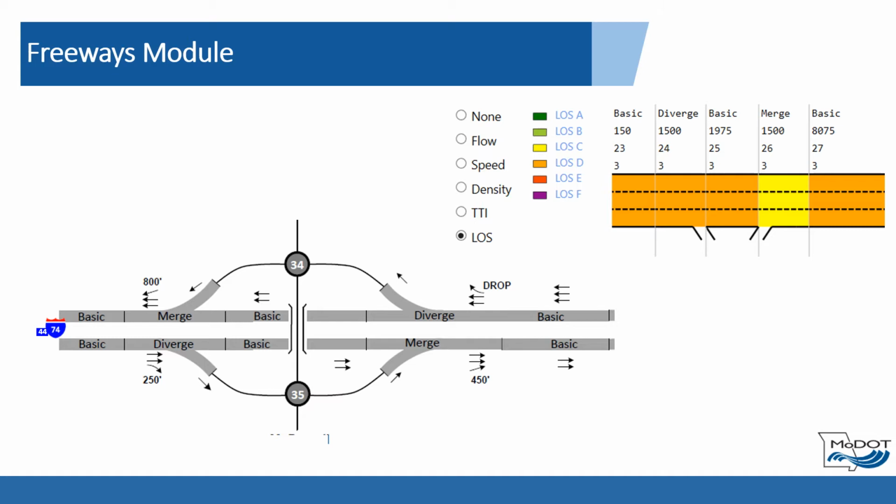Information on the level of service, or LOS, calculations and determinations can be found in Chapters 12 through 14 of the HCM version 6.